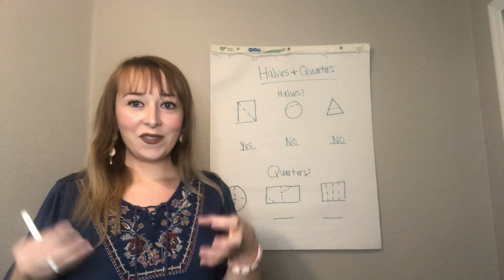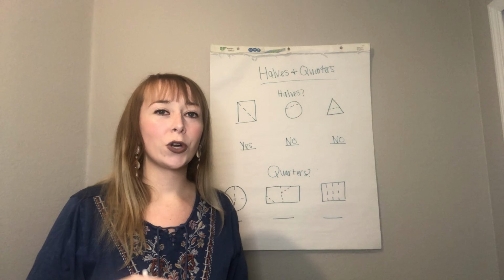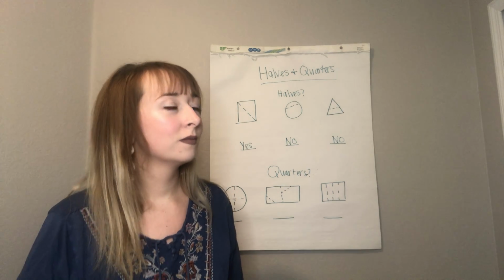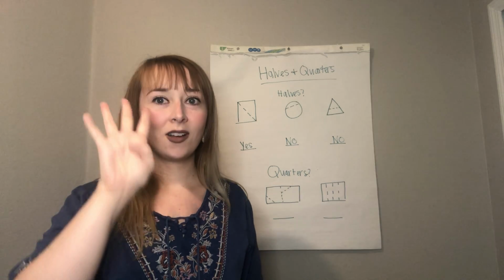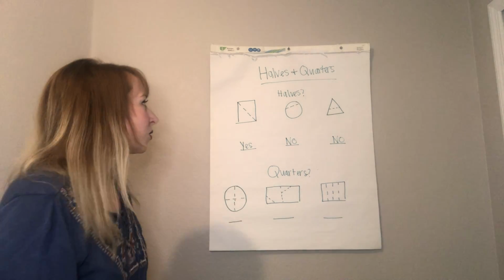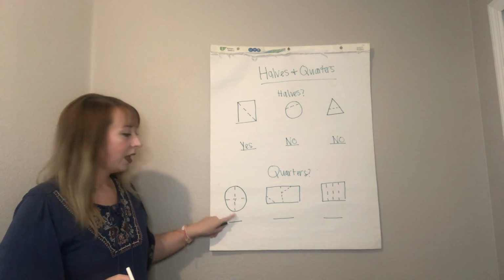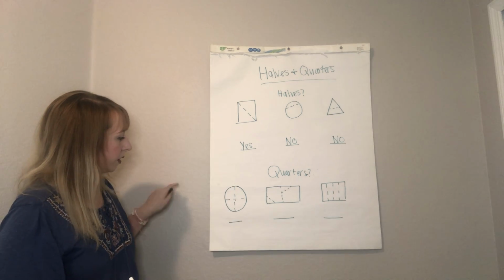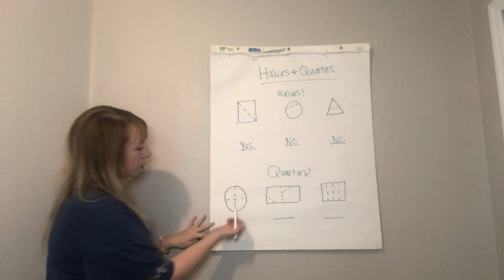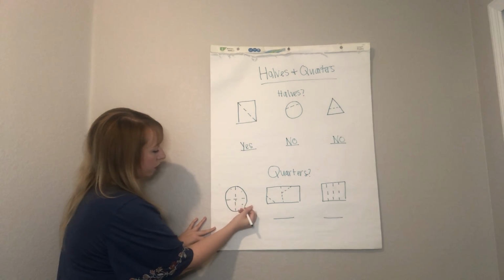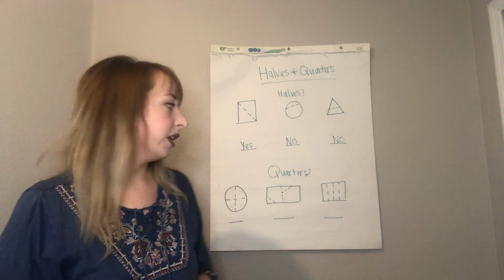Now that we got our halves down, we're gonna go back to talking about quarters. So remember, quarter means... is it 1, 2, 3, or 4? Quarters mean fourths, okay? So let's look down here. We have a circle here, and I see a dotted line going down the middle, and I see another dotted line going down the middle. Let's see here. So it has 1, 2, 3, 4 equal parts. So that means it's divided into quarters.